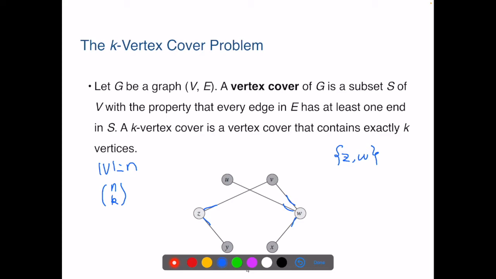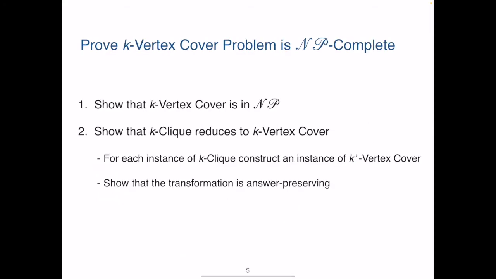Next, let's prove that this problem is in fact NP-complete. There are two steps to prove the k-vertex cover is NP-complete. First, we show that k-vertex cover is in NP. Given a guessed solution, a subset of k vertices, we can go through all the edges in the graph and see if they are covered by the vertex subset. This can be done in polynomial time.